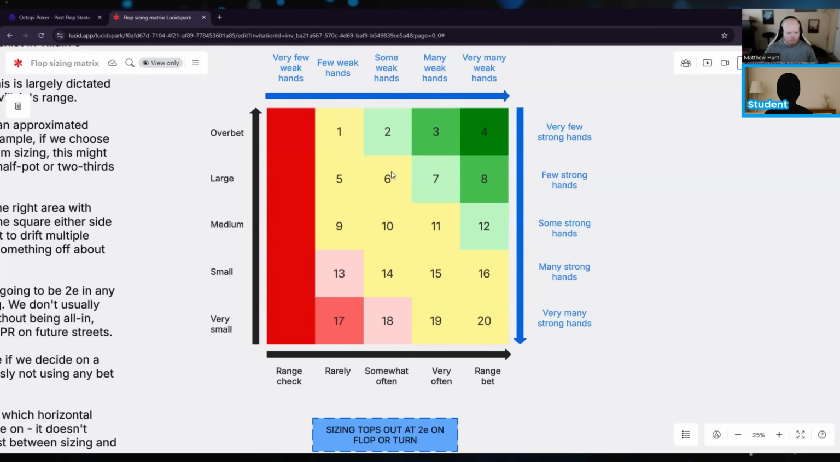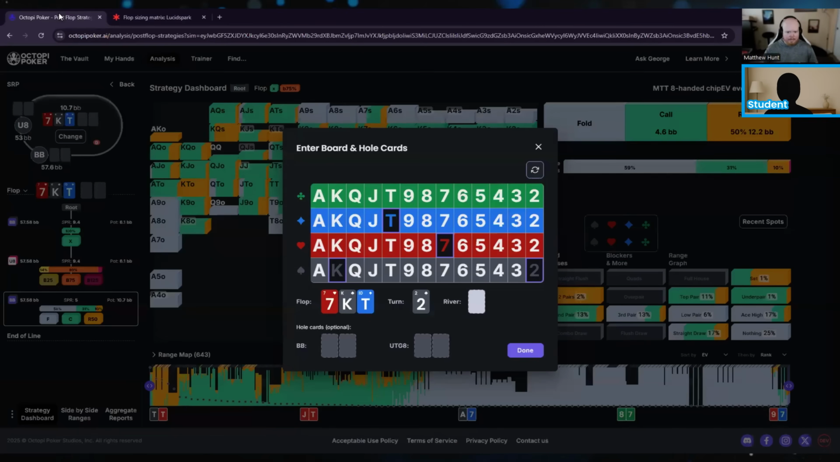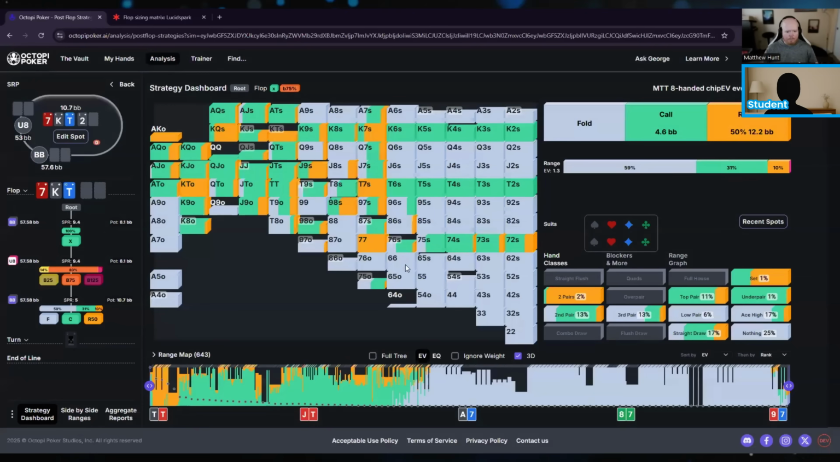A 1, 2, 5, or 6. I don't think we're going to the point where we can bet at a high frequency, but I do think we're going into large bet territory. And it's because they just don't have a ton of those very strong hands. So let's take a look.